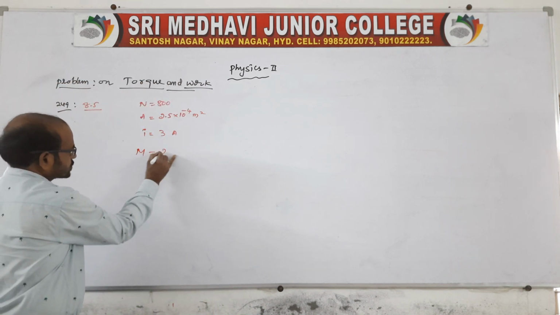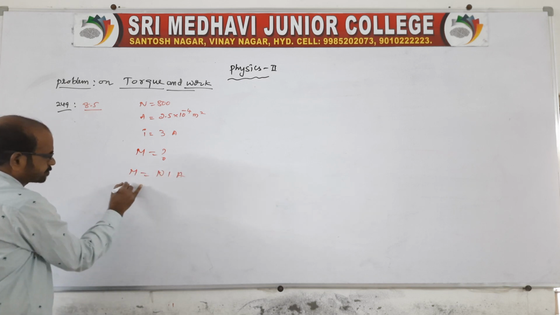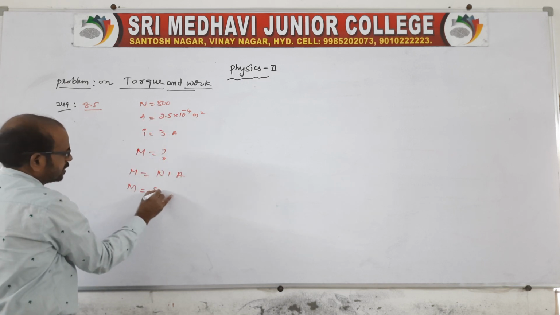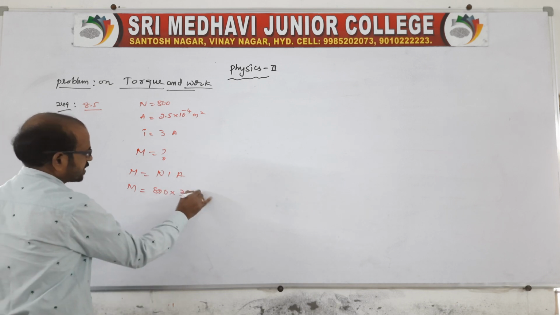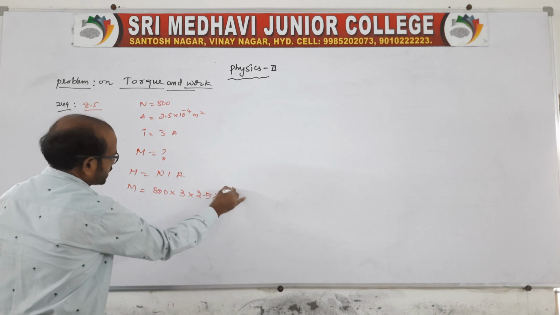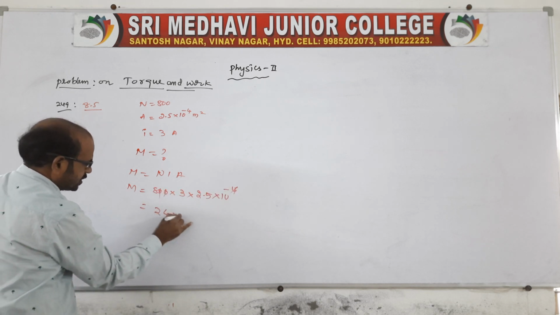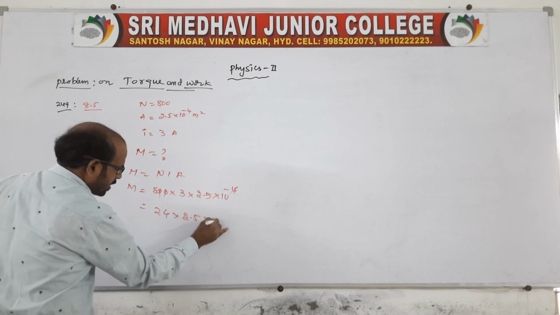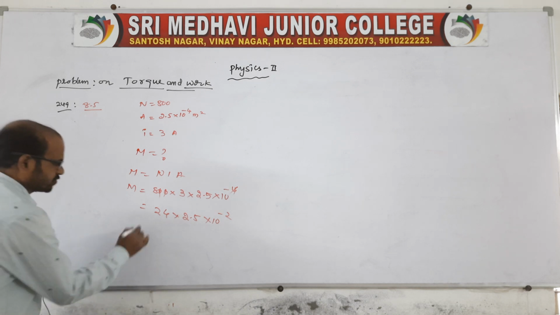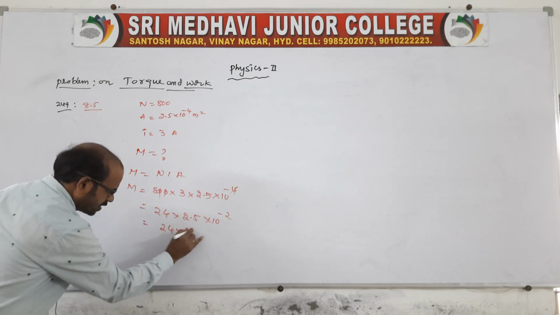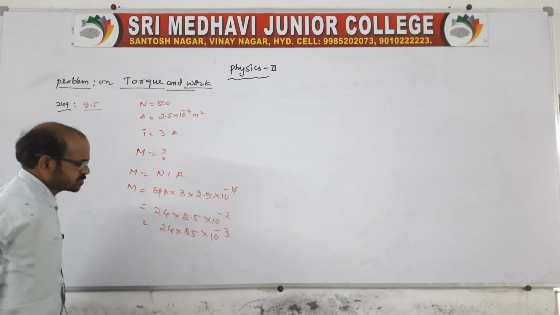Capital M is asked, and of course we know capital M is equal to NIA. N is given as 800, I is given as 3, A is given as 2.5 into 10 power minus 4. So zeros are cancelled, so here 8 3s are 24 into 2.5 into 10 power minus 2, because 2 zeros are cancelled, no? So here 24 into 25 into 10 power minus 3, because the decimal point is there, therefore this power will rise by 1.